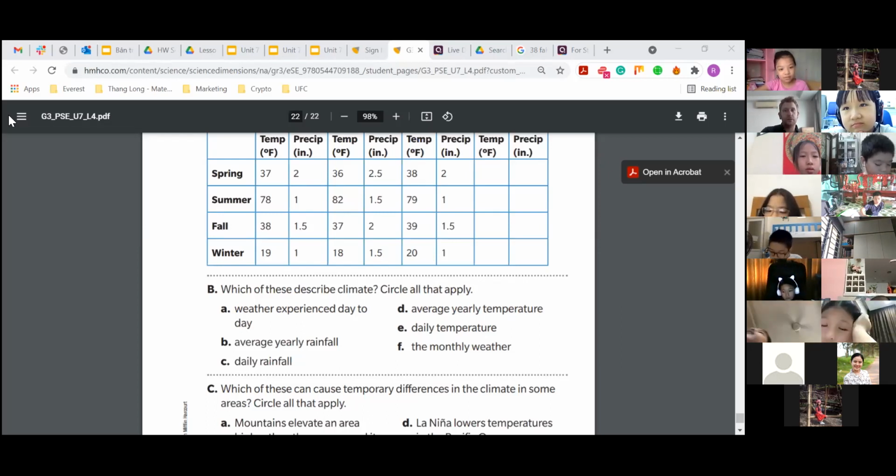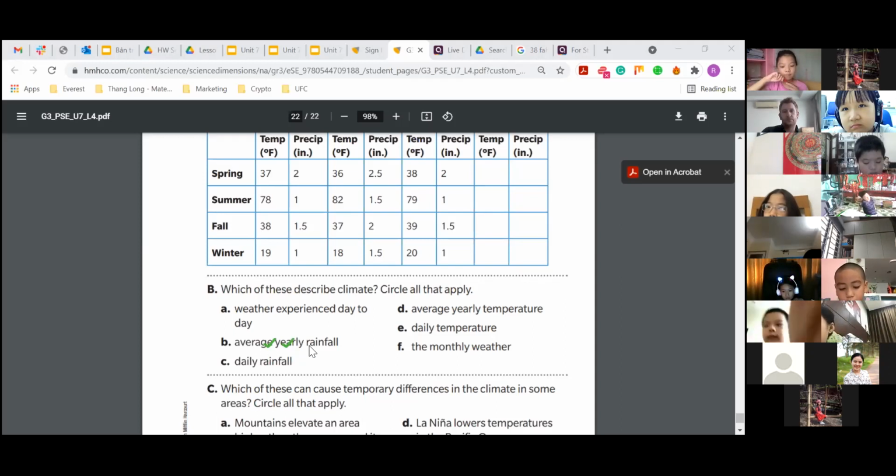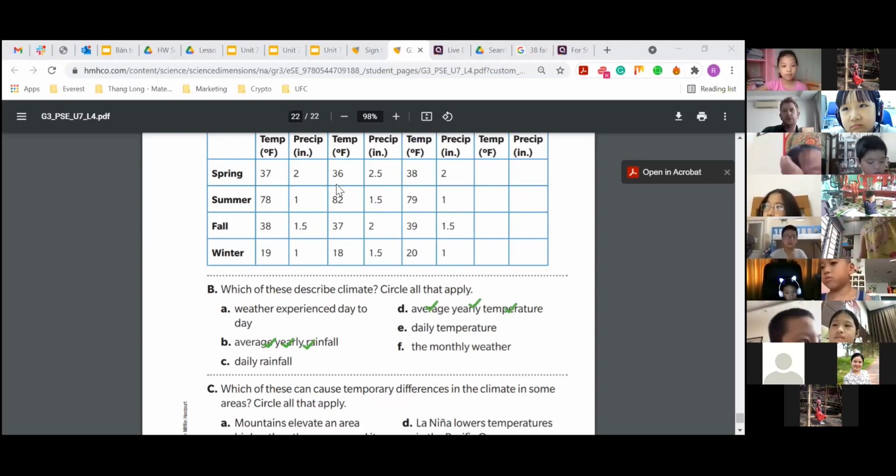So, Kwangming, look at these answers, please. Which one describes weather over a long period of time? I think it is the average daily rainfall and the average daily temperature. Yeah, cool. You are right. Moving on.